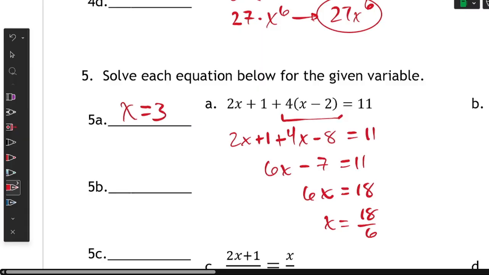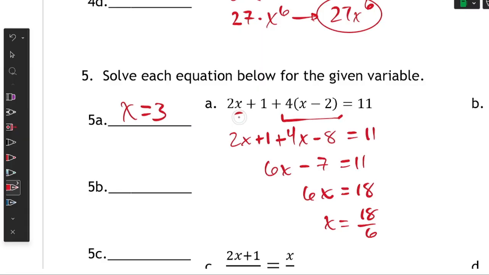And again, taking a moment and just plugging in 3 here, like 2 times 3 plus 1 plus 4 times the quantity of 3 minus 2, and just verifying that it really does become 11 is such a liberating thing, because then you know you have the correct solution and you can move on. And if you don't, slow down and look at what's going on with each of your steps and see if you can detect your error.